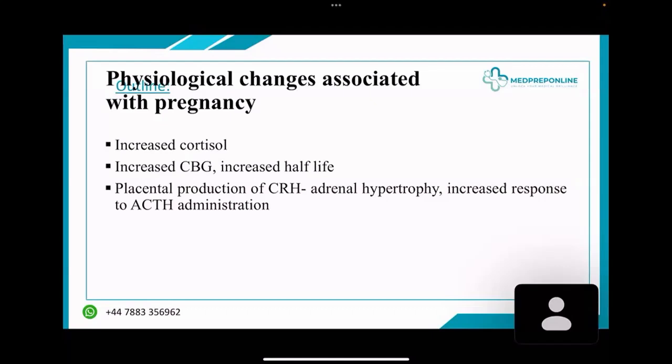Another source of steroid hormones is the placental production of CRH. Corticotrophin releasing hormone is also produced by the placenta. So in pregnancy, it is physiological to find mild adrenal hypertrophy. Another very important clinical point is that there will be an increased response to ACTH administration. Why this becomes clinically significant, we'll see later when we do the synacthen test to test for adrenal insufficiency. This response is fallacious. You will not find a very adequate response, so you cannot use this test in pregnancy.